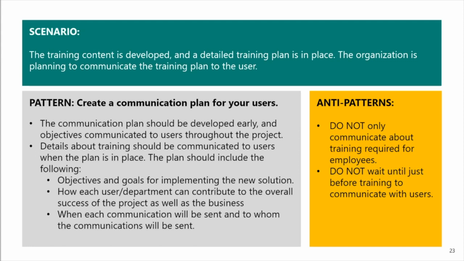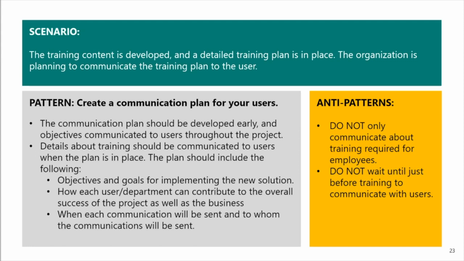When you're communicating to those users, make sure that it includes the objectives and goals for implementing your solution, how each user or department can contribute to the overall success of the project, as well as the overall success of the business. How is this helping the business? And, when the business is helped and the business does better, how does that affect the users? You'll also need to document when each one of these communications will be sent and to whom each of those communications will be sent.